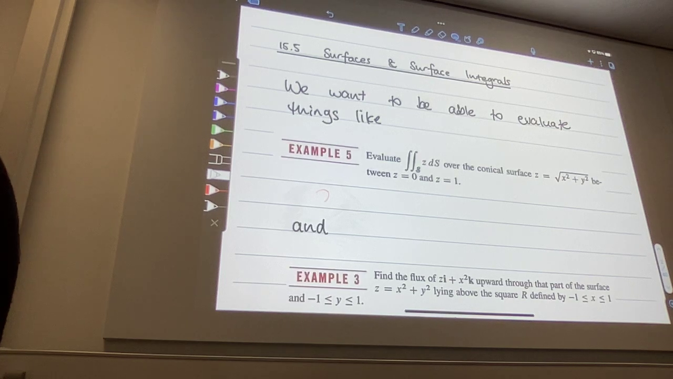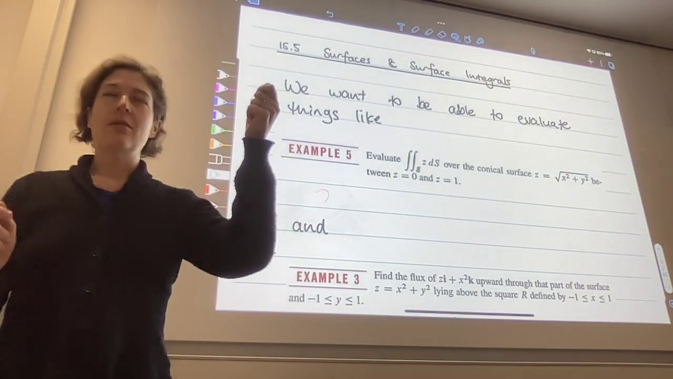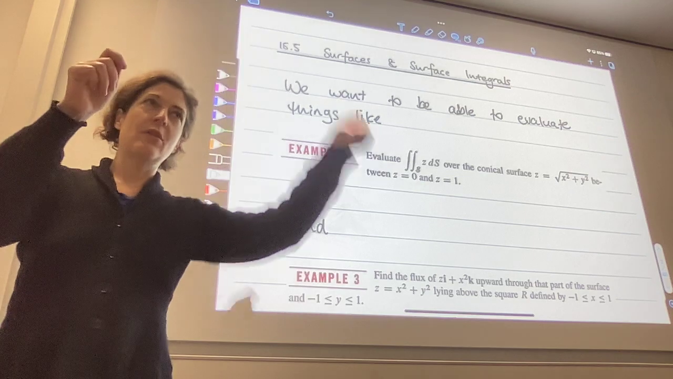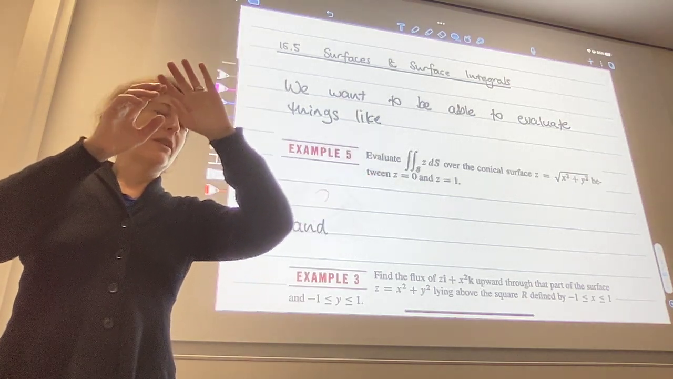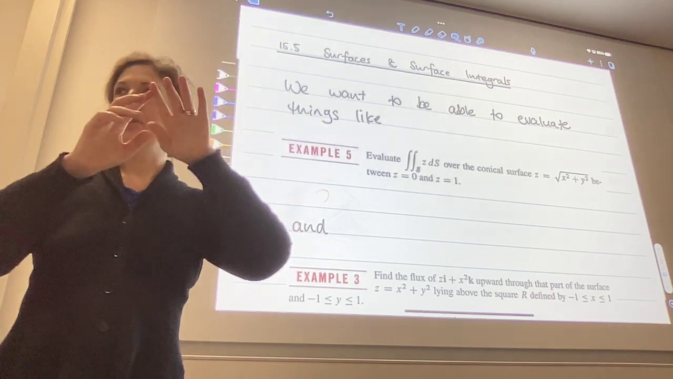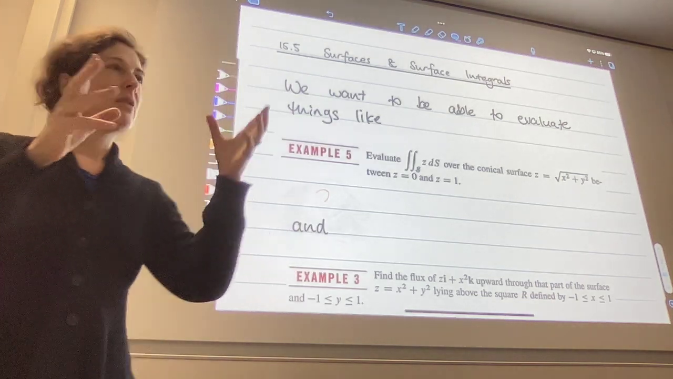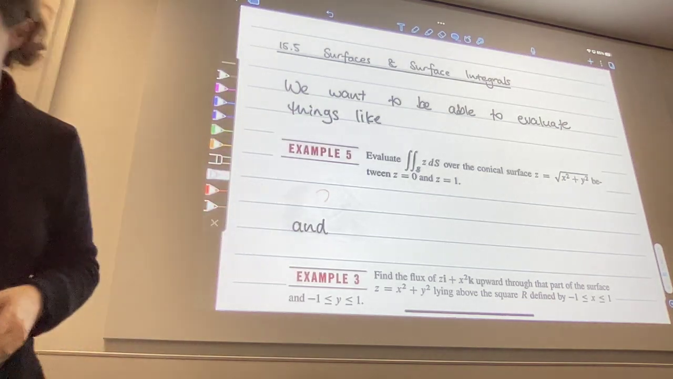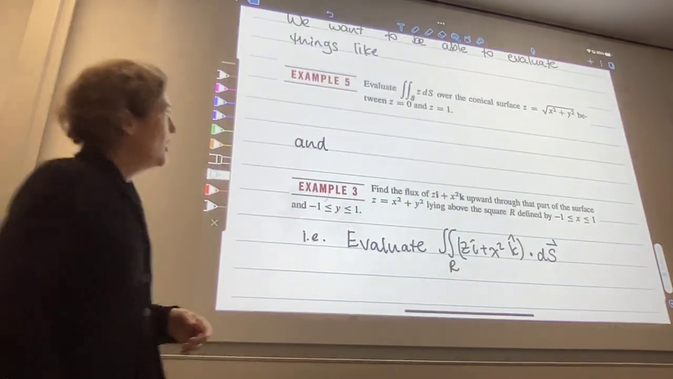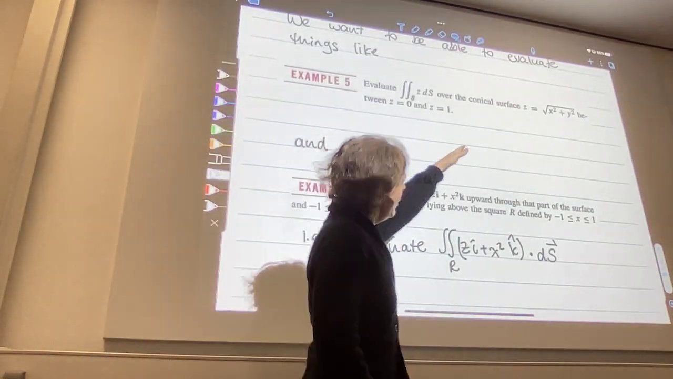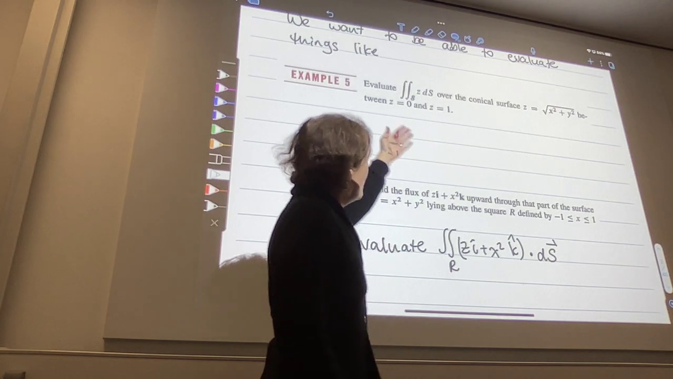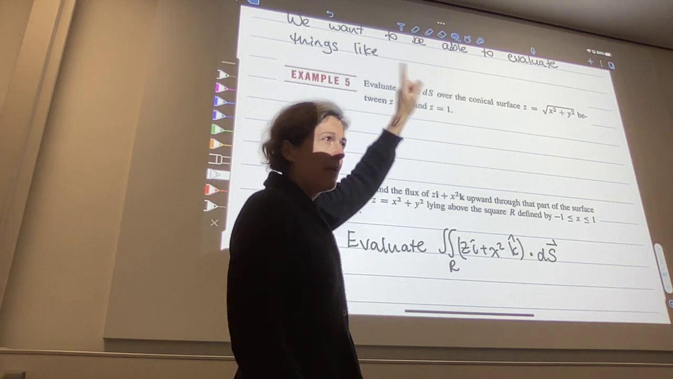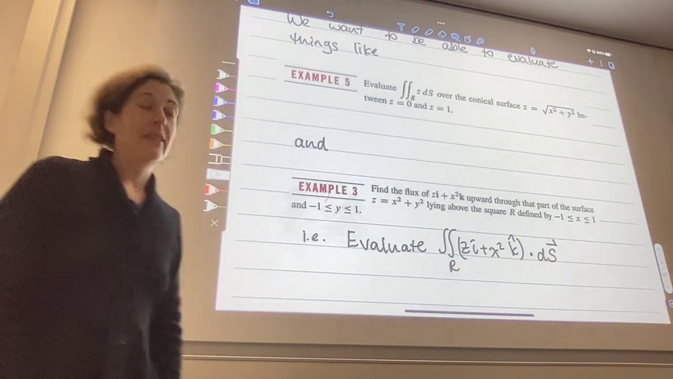So we've talked about line integrals. Remember, those were things where we had some curve and we were integrating either a scalar field or a vector field around that curve. But there's no reason why we couldn't also ask questions like, for example, what is the integral of z equals root x squared plus y squared over some surface instead of around a curve? It's a perfectly valid thing.